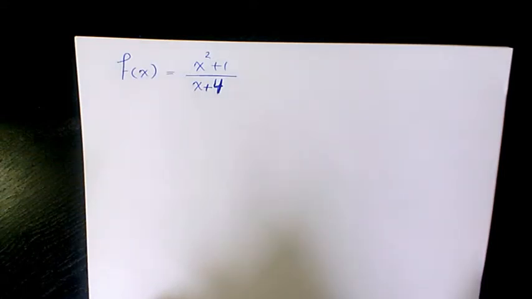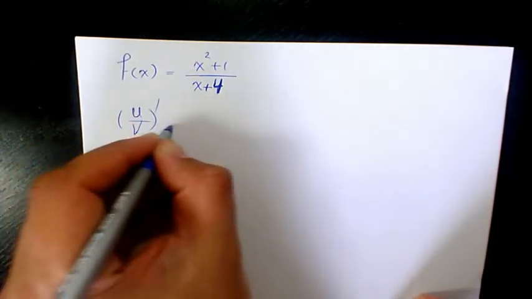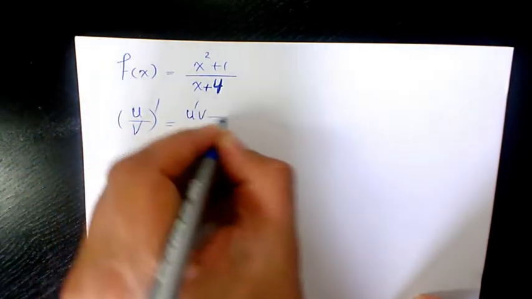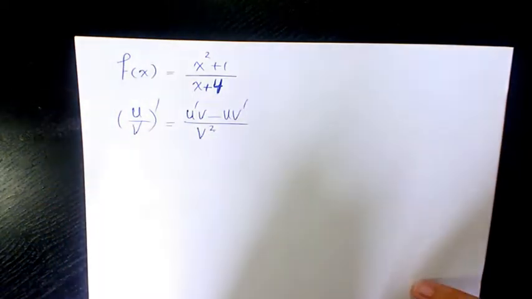Welcome to another video. In this video I want to show you how to find the derivative of (x squared plus 1) divided by (x plus 4). So we have u over v. When you find the derivative, it's going to be u prime v minus u v prime, divided by v squared.